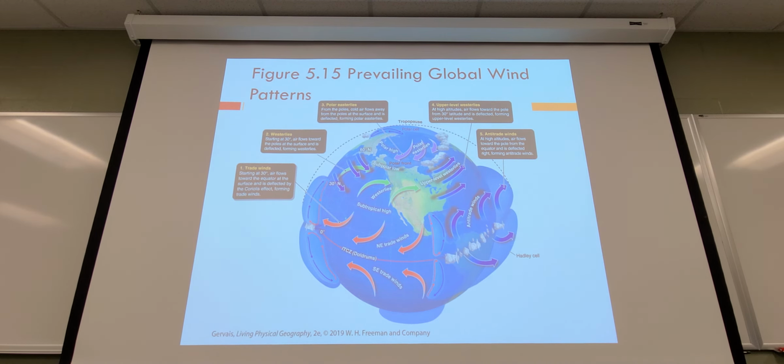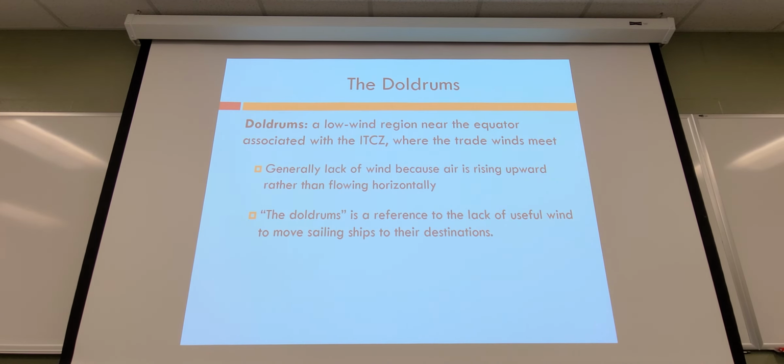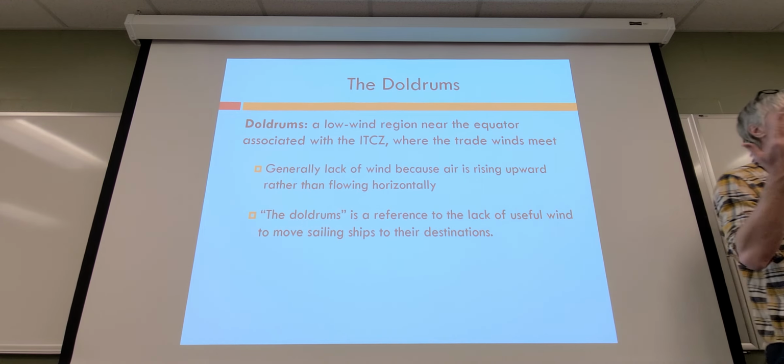Prevailing global wind patterns. The doldrums I also talked about quite a bit as well. That's just the area around the equator where the air is rising and you have kind of constant rain. But the Coriolis effect is weakest at the equator and strongest at the poles.